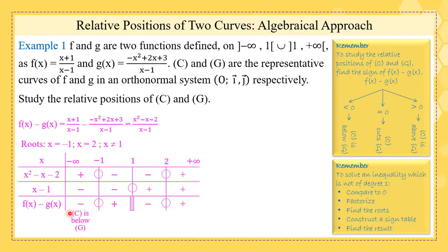Now let's see how we study the relative positions. Because f of x minus g of x is negative, we say that C is below G, and then C is below G also here because the difference is negative. Here C is above G, and here C is above G, and we can say that C cuts G at x equals negative 1 and x equals 2, and this happens because at x equals negative 1 and at x equals 2, f of x minus g of x is 0.